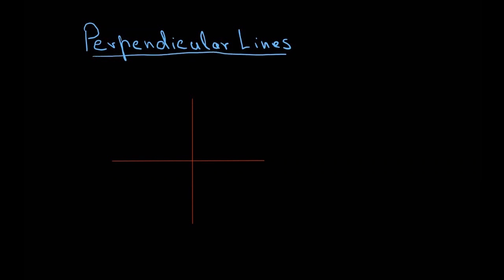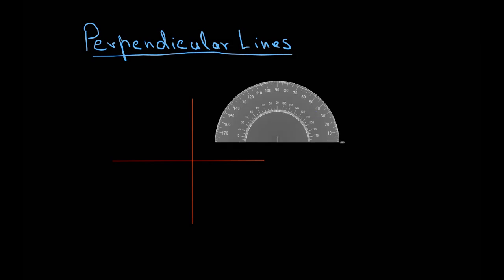Today we learned something about perpendicular lines. We've already learned something about angles. So let's start thinking about angles, right? So let me pull out a protractor. So here's my protractor, and let's see.